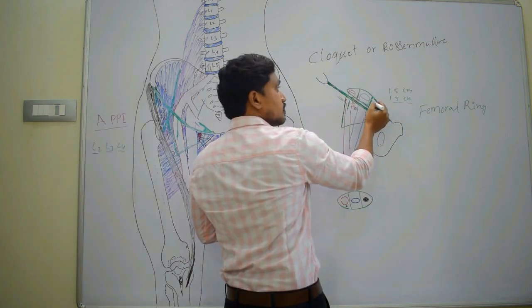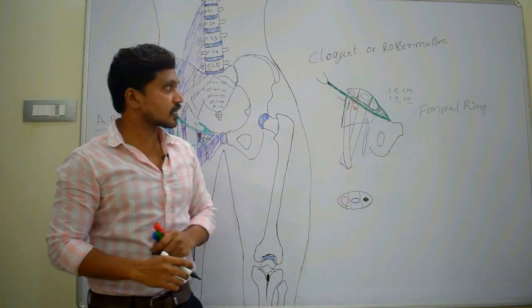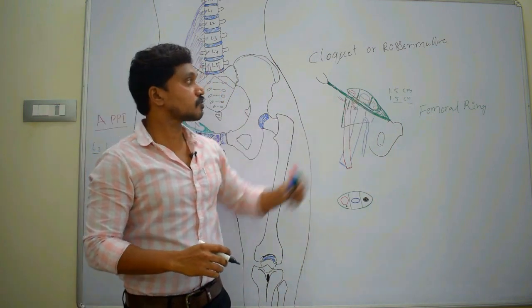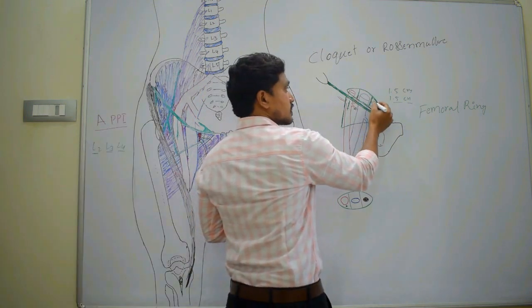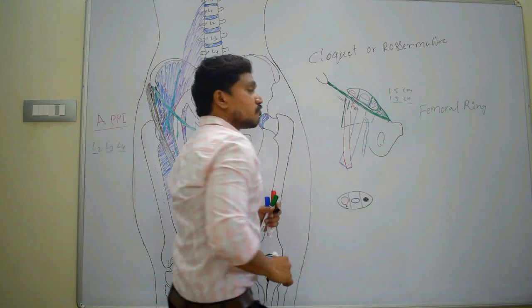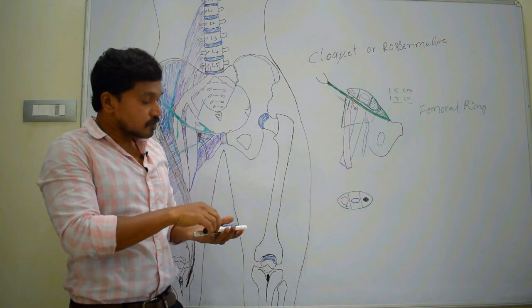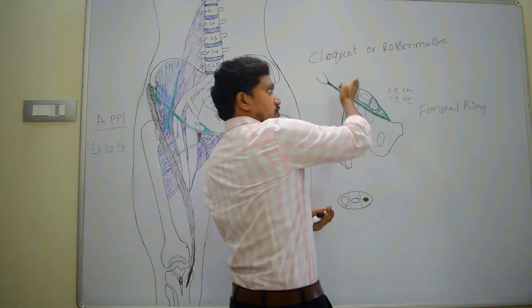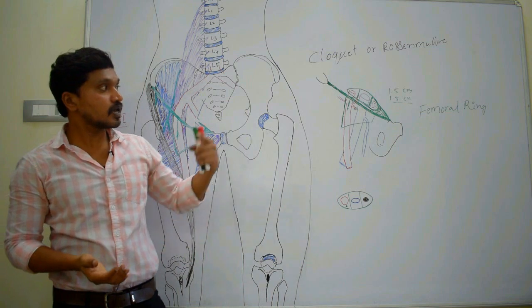So this femoral ring is covered by some extraperitoneal connective tissue. This extraperitoneal connective tissue covering over the femoral ring, what we call femoral septum. That femoral septum will be covered by parietal peritoneum and forms a depression. That depression what we call femoral fossa.